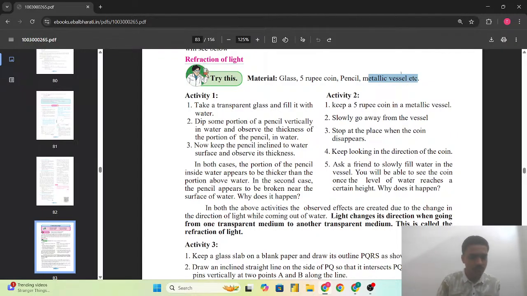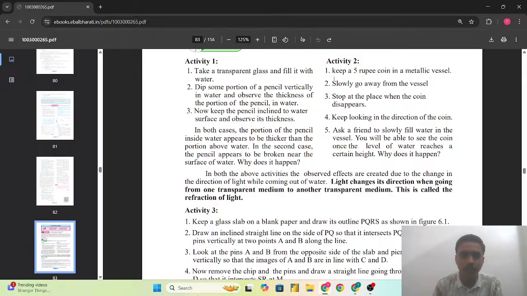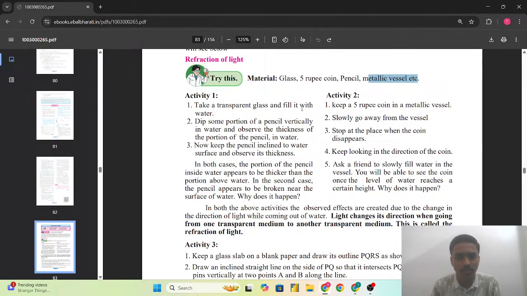So first, activity 1 and activity 2 are given. Activity 1: take a transparent glass and fill it with water. Dip some portion of the pencil vertically in water and observe the thickness of the portion of the pencil in water. Now keep the pencil inclined to the water surface and observe its thickness. Activity 2: keep a 5 rupee coin in a metallic vessel. Slowly go away from the vessel. Stop at the place when the coin disappears. Keep looking in the direction of the coin. Ask a friend to slowly fill water in the vessel. You will be able to see the coin once the level of the water reaches a certain height.